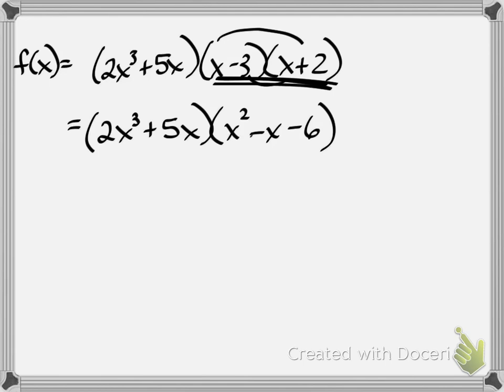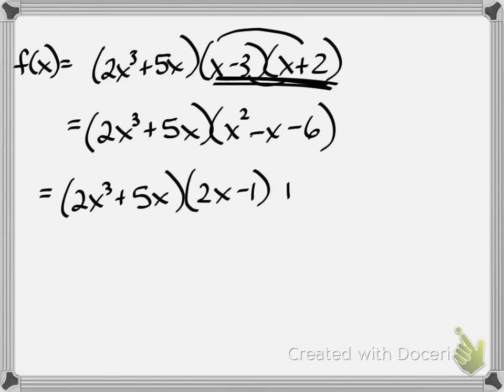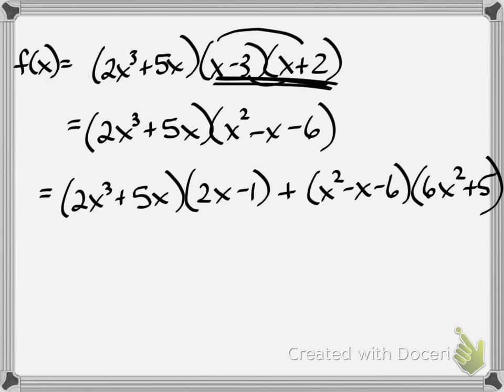And now I'd be tempted just to multiply those together and do the derivative of the sum or difference. But this is a product rule section, so first times the derivative of the second plus the second times the derivative of the first. We need to FOIL these first 2.